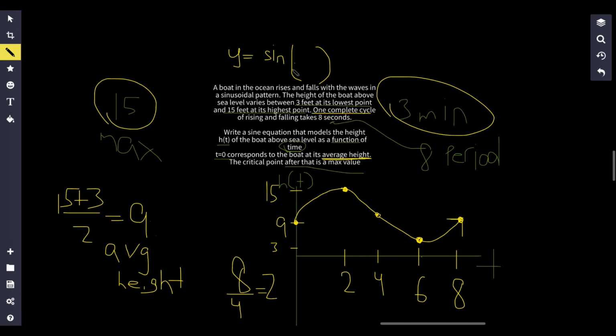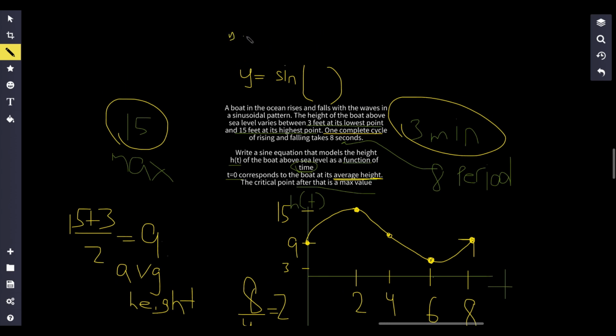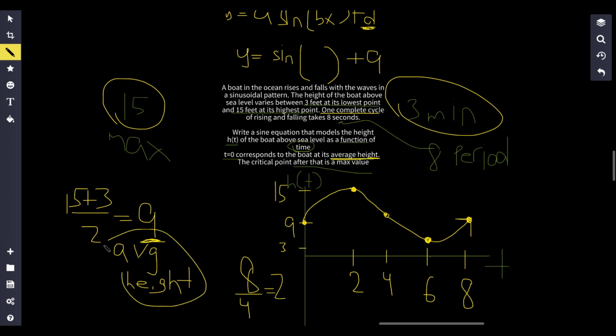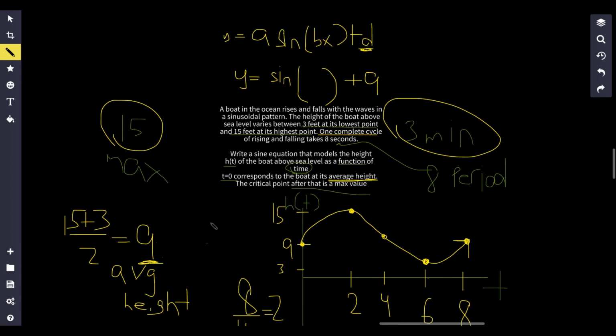Now, if I wanted to write out the equation of it, remember, sine functions are y is equal to a sine of bx plus d, where d represents our midline. So in this case, our midline is 9, our line in the middle, or our average height. There's a lot of names for it, so don't get confused by it. The d just represents the midline, or the average height.